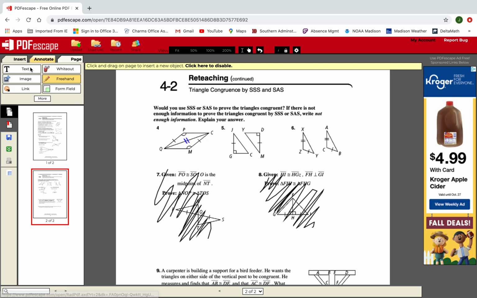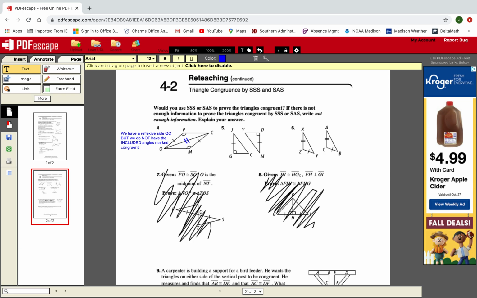They share side QC, so that is going to be a reflexive side, so I can mark that side congruent. We have a reflexive side, QC. But we do not have the included angles marked congruent. And since we do not have a third side, since we don't know for sure that PC is congruent to QM, then we cannot mark those sides congruent.